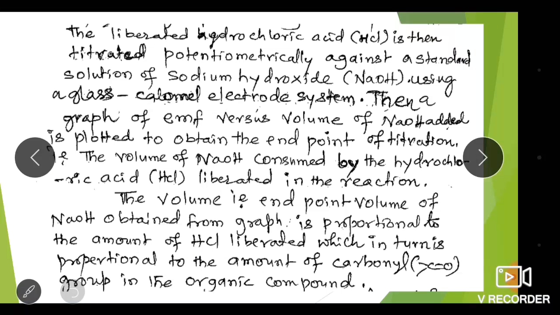Then the liberated hydrochloric acid, HCl, is titrated potentiometrically against the standard solution of sodium hydroxide, that is NaOH, using a glass calomel electrode system. Then a graph of EMF versus volume of NaOH added is plotted to obtain the end point of titration. The volume of NaOH consumed by the hydrochloric acid liberated in the reaction, the end point volume of NaOH obtained from the graph, is proportional to the amount of HCl liberated, which in turn is proportional to the amount of carbonyl group in the organic compound.